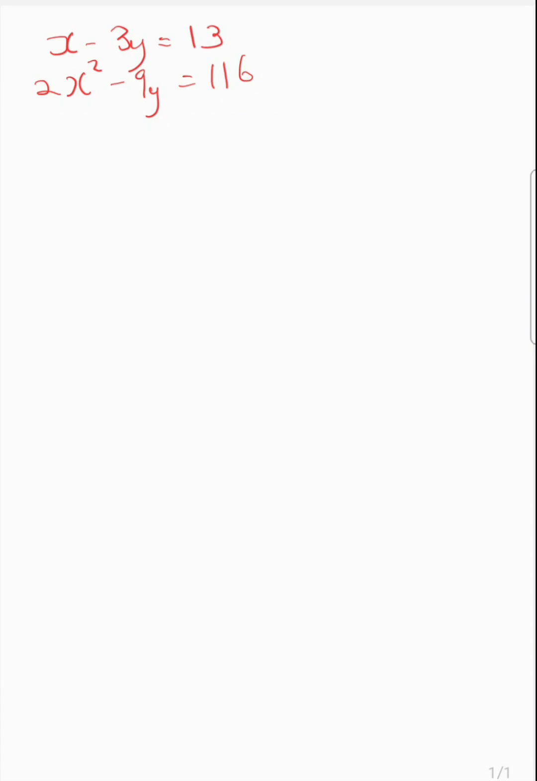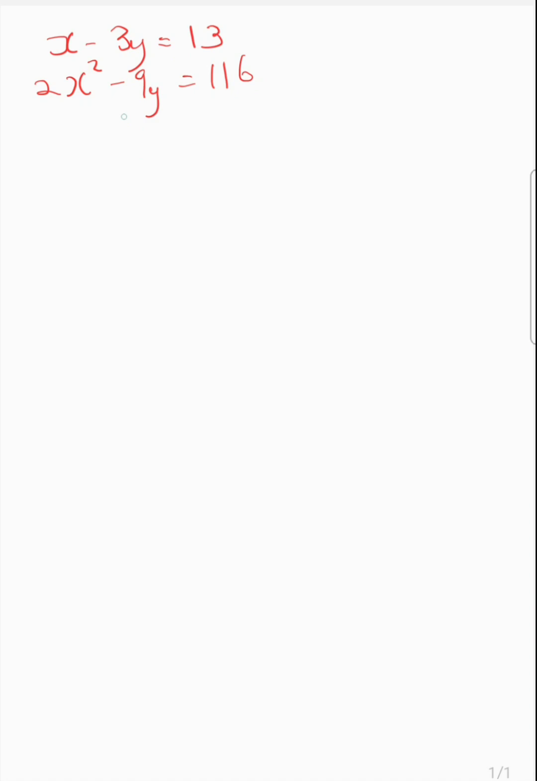Today we are going to be solving this question. We have x minus 3y equals 13, and the other equation is 2x squared minus 9y equals 16. So we can clearly see that this is a simultaneous equation, but it's different from many others because it has a quadratic involved. There are many ways to solve this problem. I'm going to use elimination.